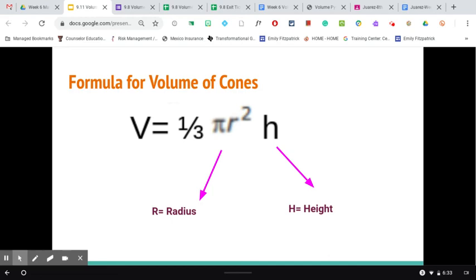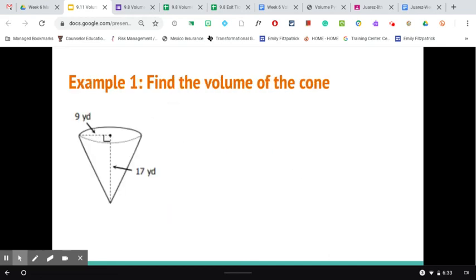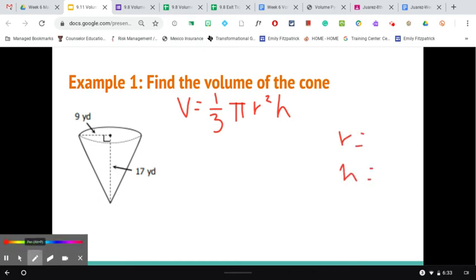Let's go to the first example. Here's the first example. Find the volume of the cone. So let's write our formula down first. Volume equals 1/3 pi r squared times h. So we need to identify the radius and the height of the cone.